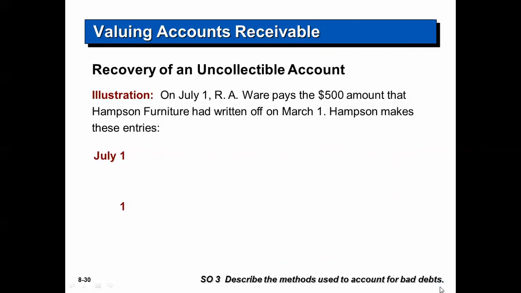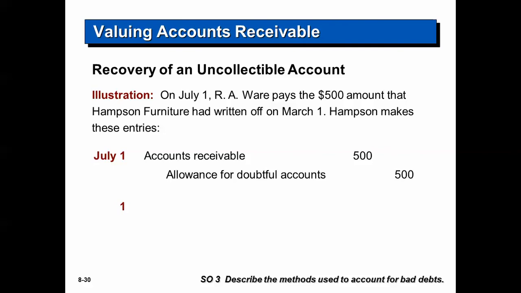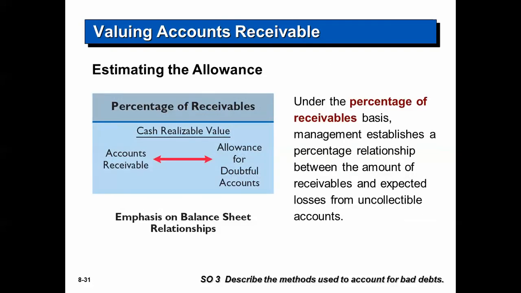All right. Now, let's say we were wrong about that guy for 500. He does come and pay us. Well, we put him back in the accounts receivable, and we put him back in the allowance for doubtful accounts. Then we recognize he pays us, and we debit cash and credit accounts receivable. Now, that's the way the net cash realizable value is the difference between the accounts receivable and the allowance for doubtful accounts. How do we come up with that estimate?